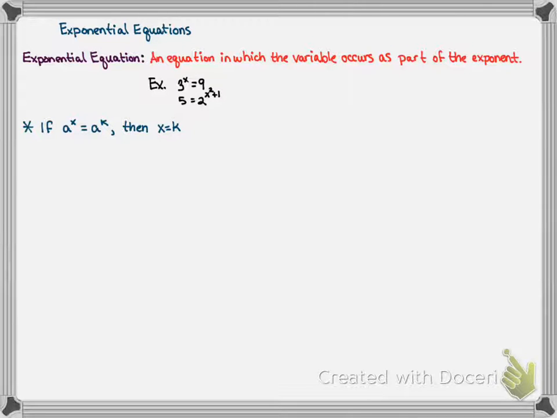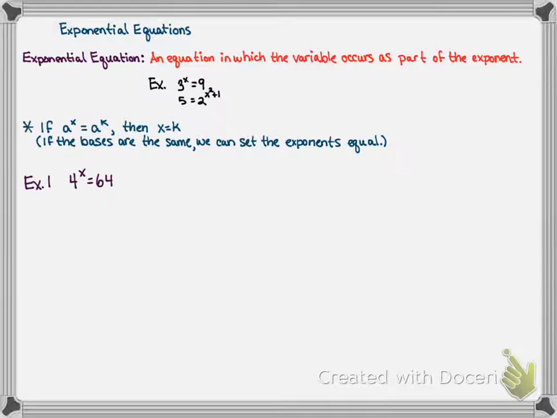And then we'll use the property that we saw when evaluating logs, that if a to the x equals a to the k, then x must equal k. In other words, if the bases are the same, we can set the exponents equal. So for example, 4 to the x equals 64.